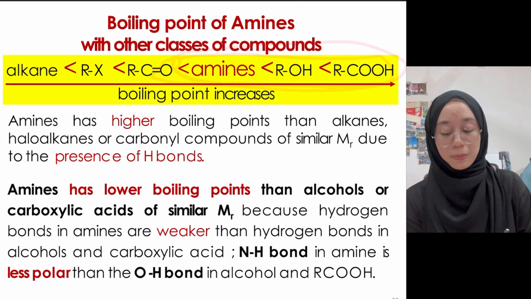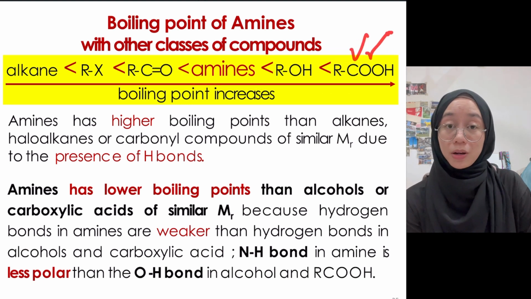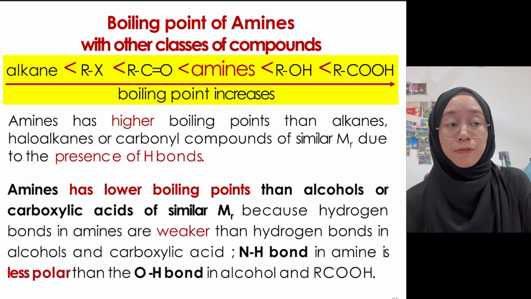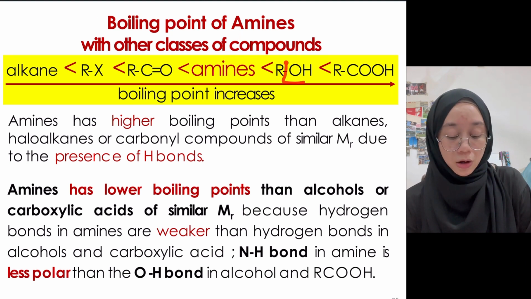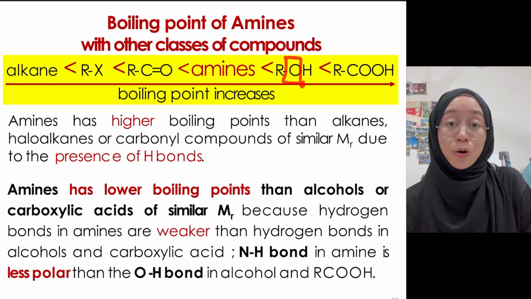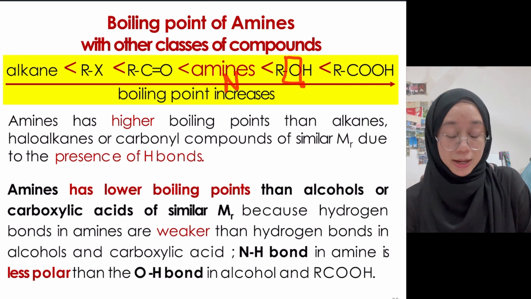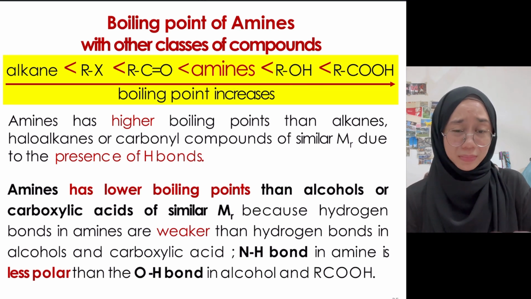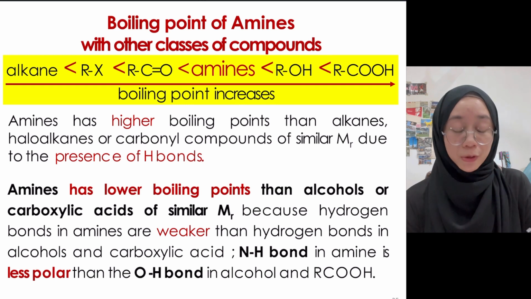Okay, tapi kenapa carboxylic acid yang paling kuat? Sebab dia boleh form dimer hydrogen bond. Okay, kenapa pula alkohol has a higher boiling point compared to amine, sedangkan dua-dua boleh form hydrogen bond? This is because oxygen is more electronegative daripada amine yang ada N. Okay, so that's why hydrogen bond dalam alcohol is stronger compared to the one dalam amine.